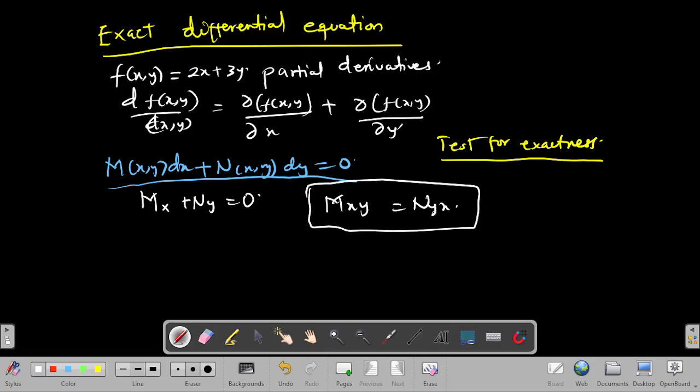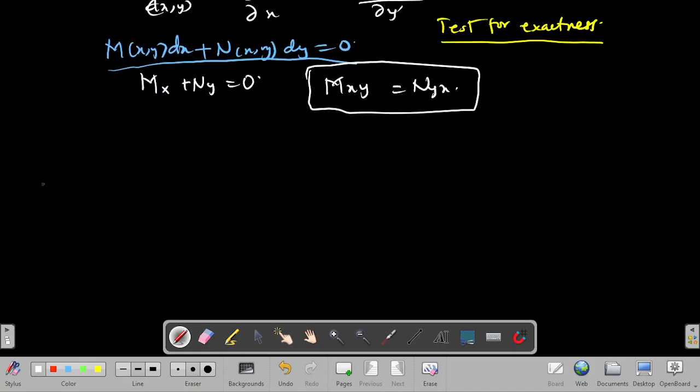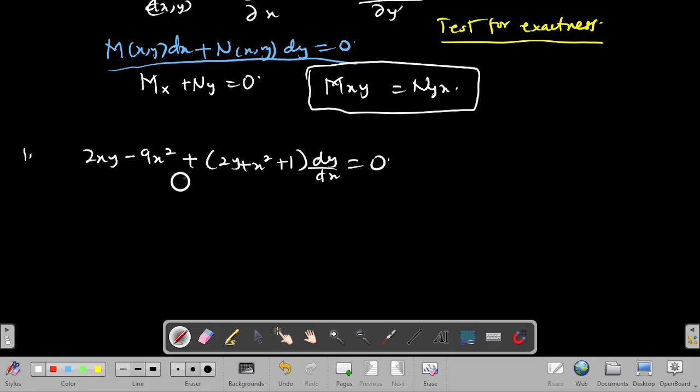Now let's solve an example for you to understand it better. I have this expression here: 2xy minus 9x squared plus (2y plus x squared plus 1) dy over dx equals 0. This is the equation we've been given to solve. But before we even start solving, we ask ourselves: is this an exact differential equation? How do we determine that?